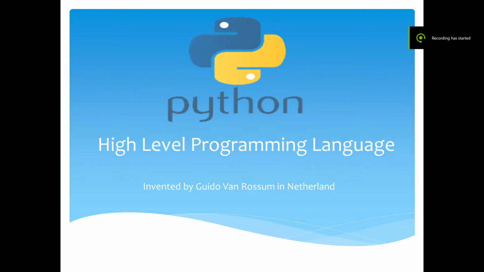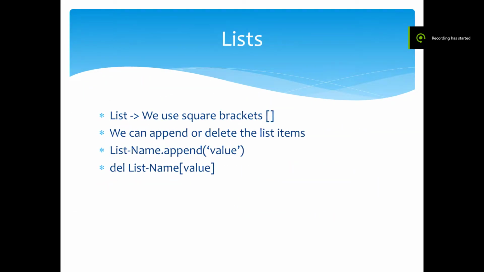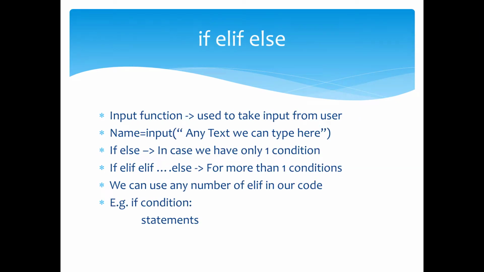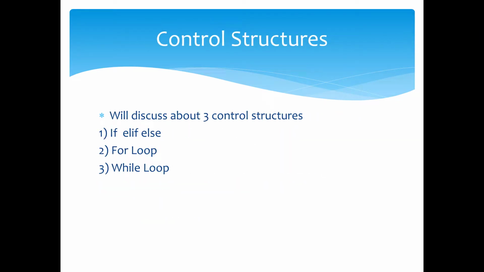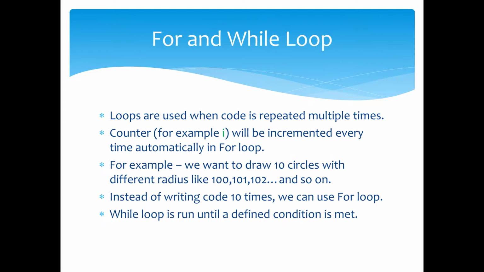Hello friends, in the last video we have done control structures. There are three kinds of control structures: if, elif, else, for loop and while loop. But we have done if, elif and else, and today we are going to do for loop and while loop.